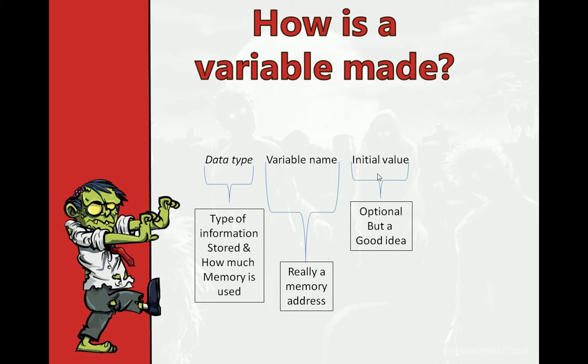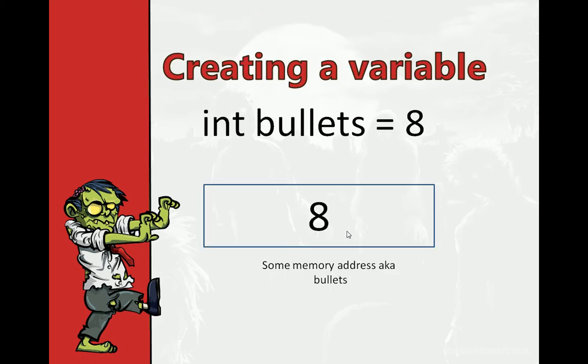So if I want to create a variable, now that I know how to make one, how do I create one? Well, here we go. The data type, this particular variable, is an integer. Integers are just whole numbers. They can be negative, they can be positive, but they're just whole numbers. You can't have any decimal point or anything to the right of the decimal point. So I'm creating a variable called bullets, to describe how many bullets I have. I'm initializing this variable to the value of 8.